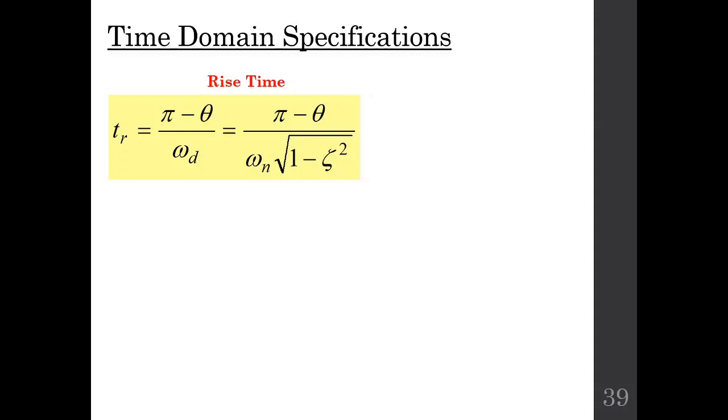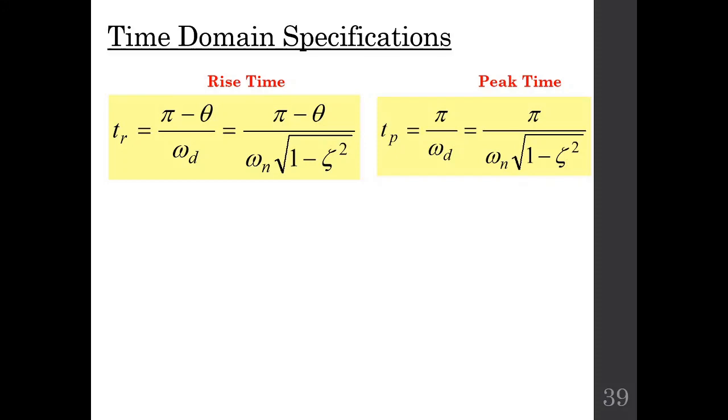The next thing that we can find out is the peak time. So Tp is your peak time, which can be found as pi divided by omega d. So replacing omega d with its value, we can also find the peak time as pi divided by omega n under root 1 minus zeta square.